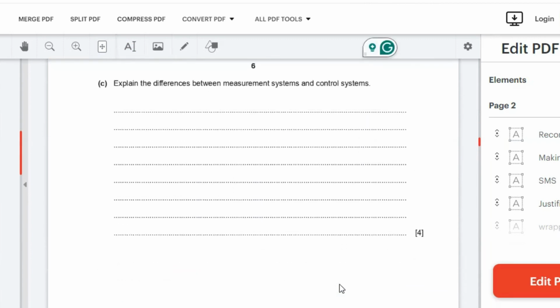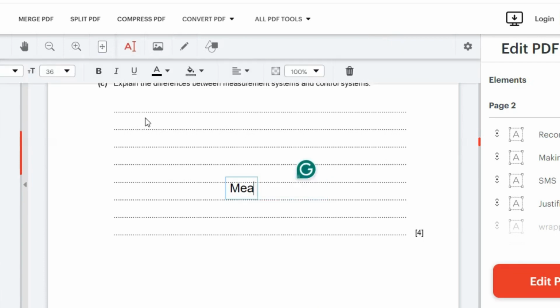C now, 5C. We are told to explain the differences between measurement systems and control systems. Explain the differences between measurement system and control system. So in order for you to have your full marks here, you must be able to state at least 2 qualities or characteristics of measurement system and control system. So let's list them one after the other. Measurement system.